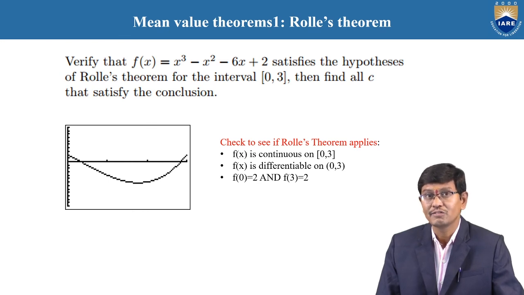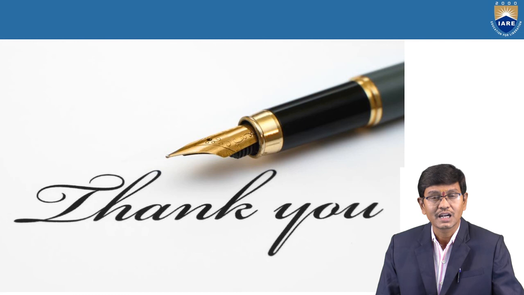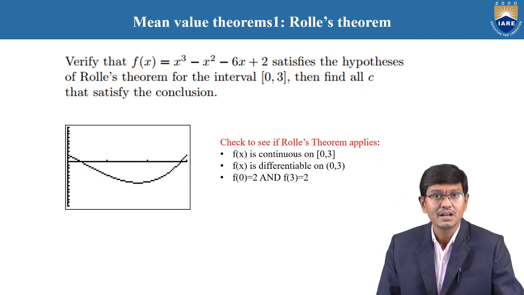And f of a is equal to f of b. That means f of 0 is equal to 2 here. And f of b, that is f of 3, is also equal to 2. Therefore, the function satisfies Rolle's theorem.